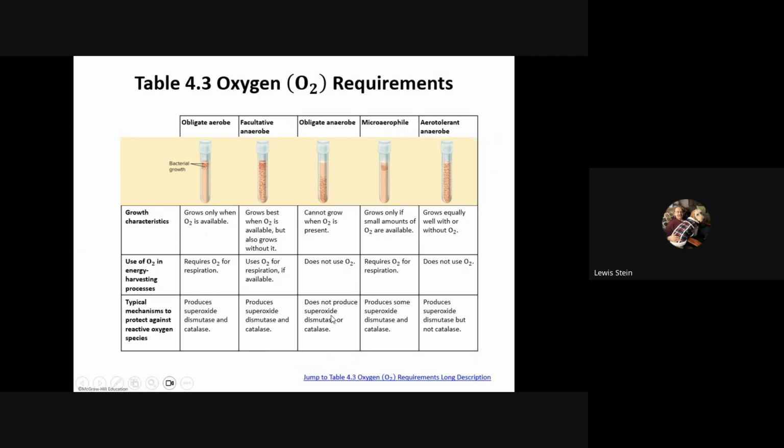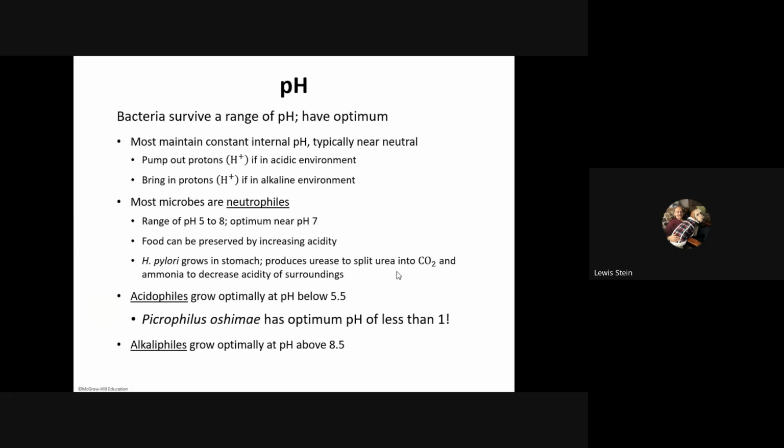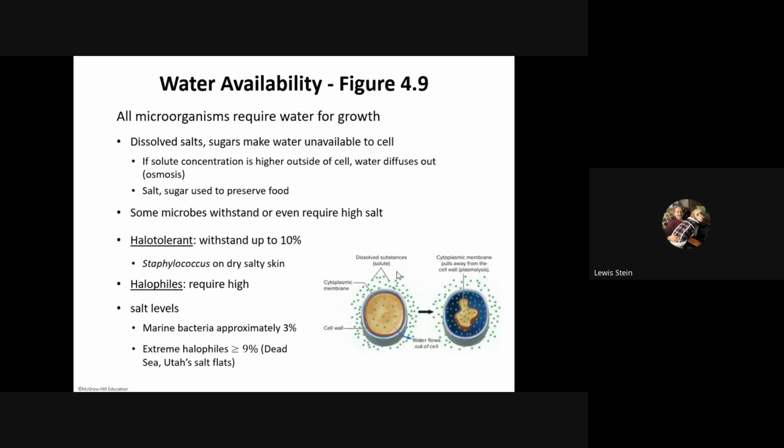Obligate anaerobes, they don't make it. Microaerophiles produce some. That's the problem. And then aerotolerant produce superoxide, but not catalase. In lab, you're going to do a thing called the catalase test. And that's all because of these reactive oxygen species. We did the pH. I should talk about this if nothing else.